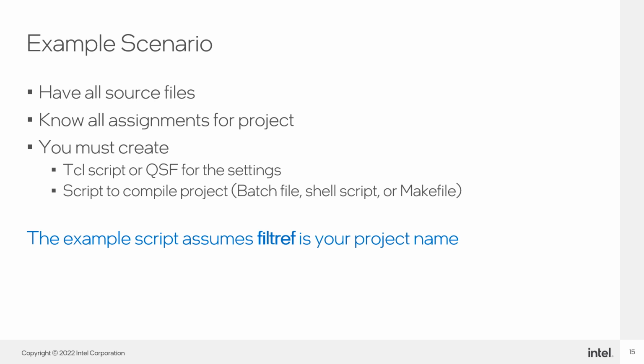Let's walk through an example on how to use command line executables to create and compile a project. We have all the source files for the project. We'll assume we know all the assignments for the project. So we'll create a file that has all the settings and a script to compile the project.